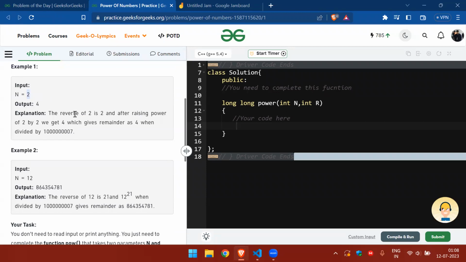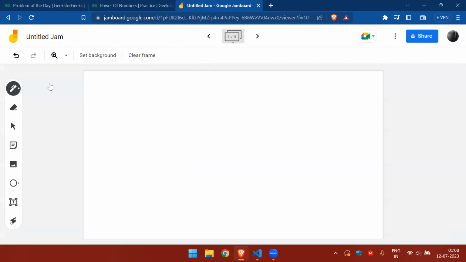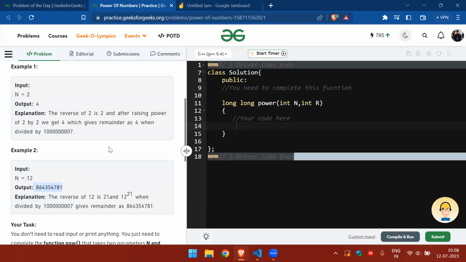For example, if n is 2, for a single digit number the reverse is the number itself. So 2 to the power 2 is 4. And in case of 12, its reverse is 21. So 12 to the power 21 is this value, right?